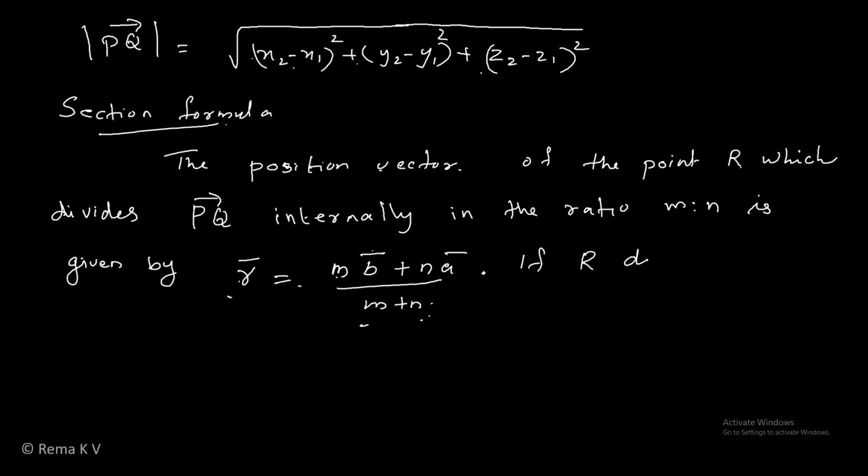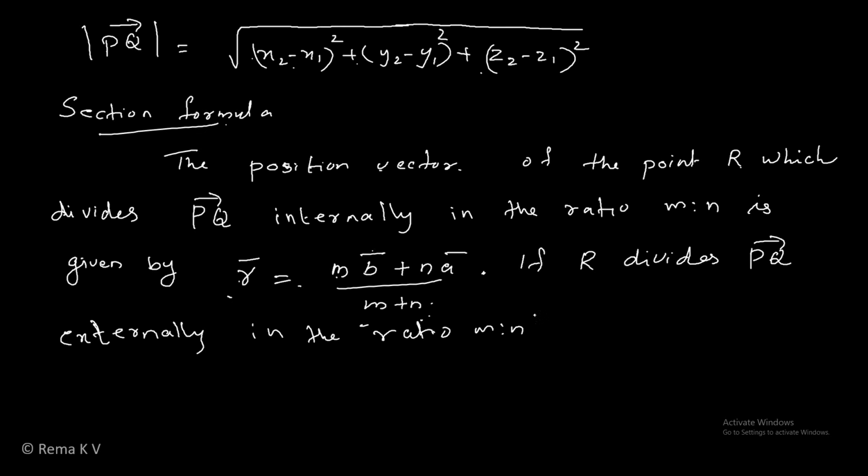If R divides PQ externally in the ratio m is to n, then the position vector of R is given by vector r is equal to (mb minus na) by (m minus n).